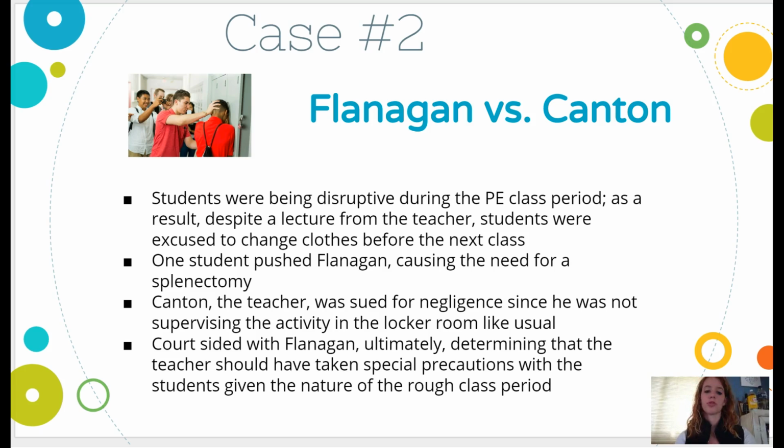In this case, students were being disruptive during a PE class. They were getting a little bit aggressive. As a result, despite a lecture from the teacher, students were excused to change clothes for the next class. But one student, Flanagan, needed a splenectomy after another student pushed him. The students were excused to change their clothes, but in the locker room is where things escalated. Canton, the teacher, was sued for negligence since he was not supervising the locker room as contractually obligated to do. He was lecturing another student outside of class.